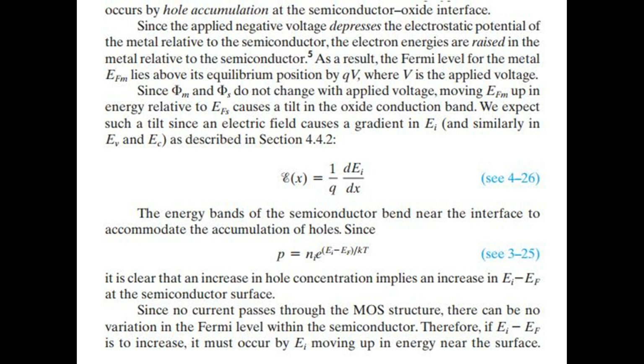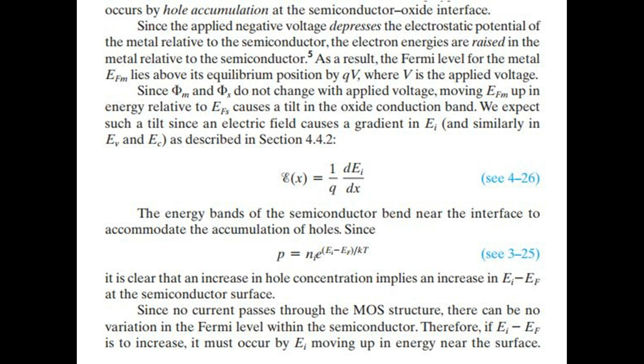Since the applied negative voltage depresses the electrostatic potential of the metal relative to the semiconductor, the electron energies are raised in the metal relative to the semiconductor. As a result, the Fermi level for the metal, E_FM, lies above its equilibrium position by qV, where V is the applied voltage. Since Φ_M and Φ_S do not change with applied voltage, moving E_FM up in energy relative to E_FS causes a tilt in the oxide conduction band. We expect such a tilt since an electric field causes a gradient in E_i, and similarly in E_V and E_C, as described in section 4.4.2.